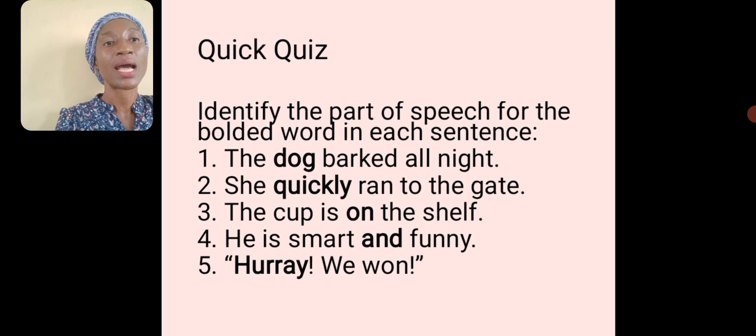Number two, she quickly ran to the gate. The word quickly is bolded. So what part of speech is the word quickly in the sentence? Number three, the cup is on the shelf. The word on is bolded. What part of speech is the word on?